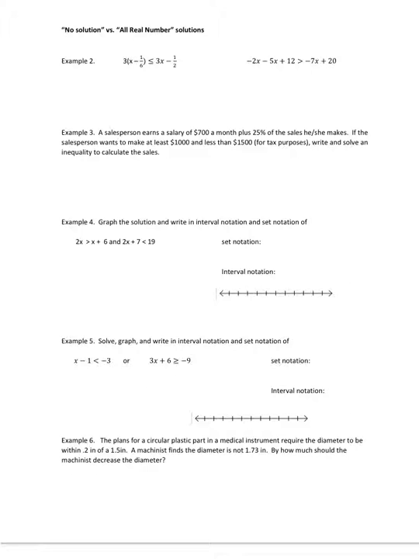So more with inequalities, you can have a no solution inequality and an all real number solution inequality. So I'm going to distribute on this side. 3 times 1/6 is 1/2. Now what I have is the exact same thing on the right and left hand side. So I'd subtract 3x, add 1/2, and you'd have 0 is less than or equal to 0. So is 0 less than or equal to 0? Yes, it's true. So this is going to be all real numbers.